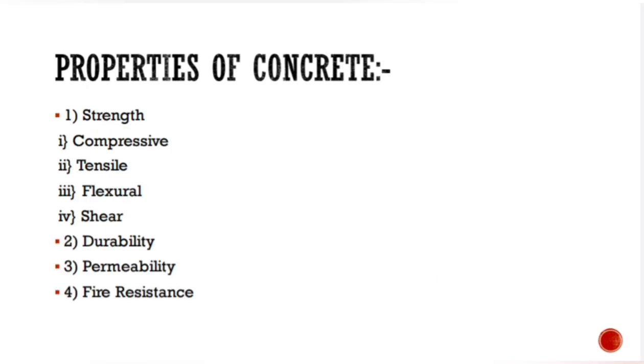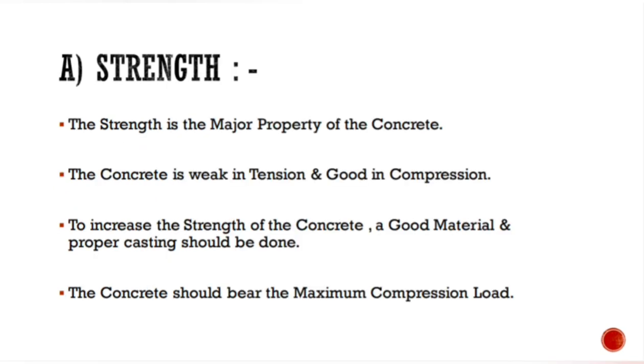Properties of concrete: strength, durability, permeability, fire resistance. We will discuss the properties of concrete step by step. First, strength. Strength is a major property of concrete. Concrete is weak in tension and good in compression. To increase the strength of concrete, good material and proper casting should be used. The concrete should bear the maximum compression load.